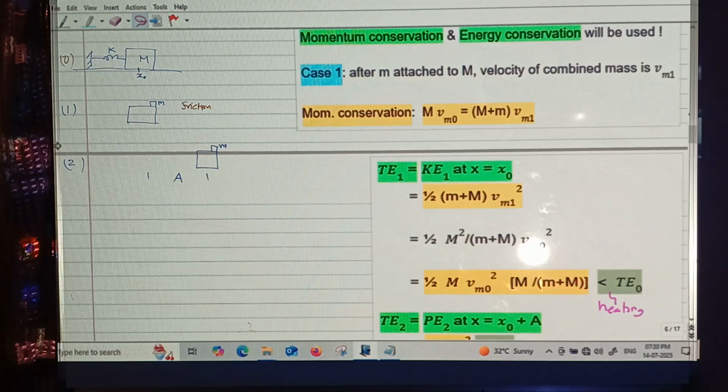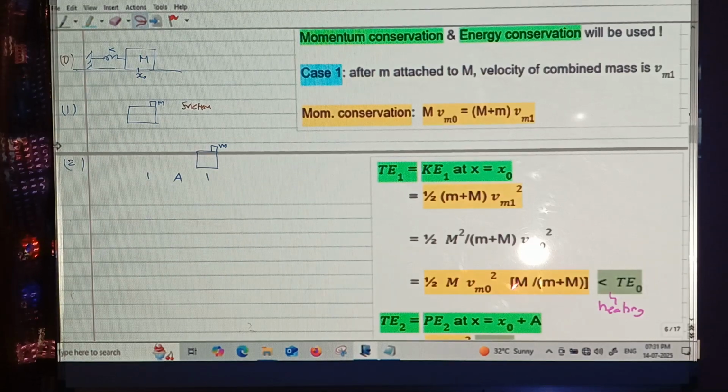Vm0 square, and Vm0, Vm1, this I have just rewritten here. One m I have cancelled, one I have kept here. So this is the total energy in the first case, half m Vm0 square, times a fraction.